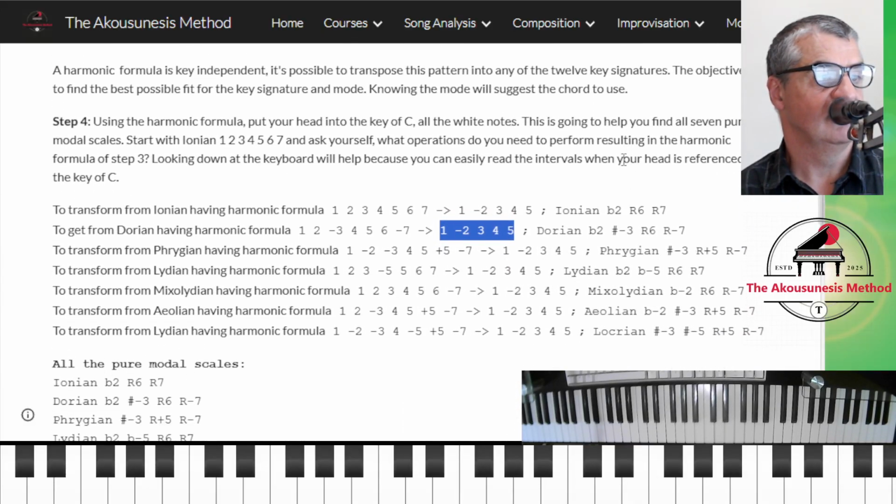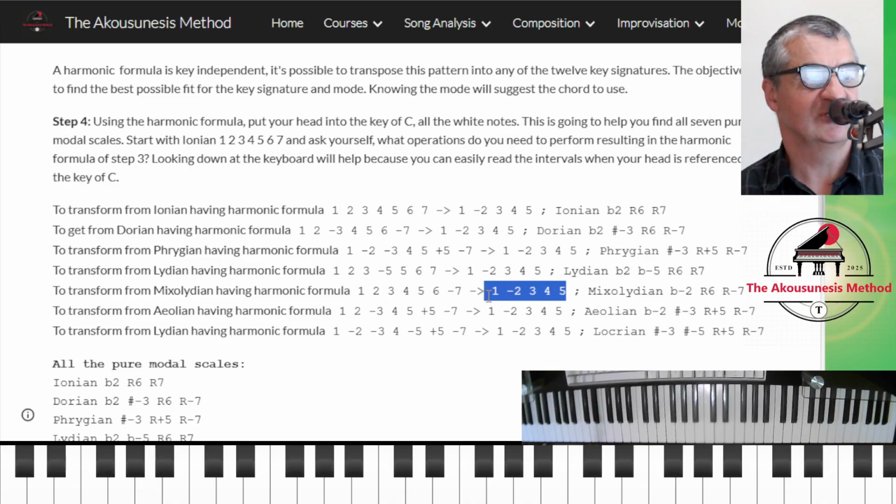And we can do it for all 7 modes. There's the transform. This is always the same here, because that's the harmonic formula we want to get to. But we've got a different starting point here. So let's look at the Dorian and compare it. We're doing a compare, that's all.